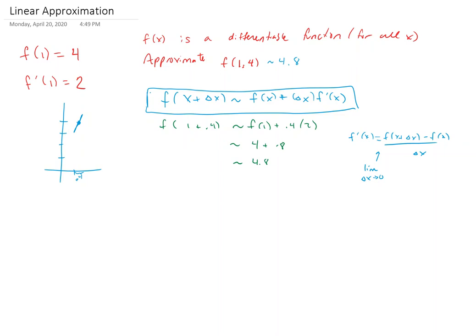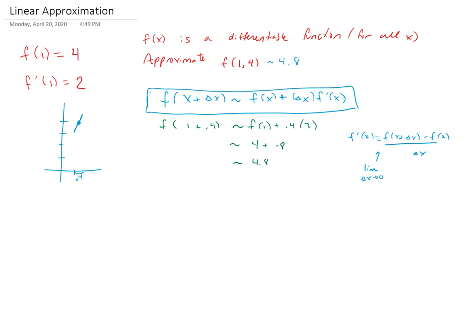If we knew the actual value of the function, we could know more, right? We could know whether we're high or we're low. If we knew the concavity, we could know if this 4.8 is too high or too low. Remember, if the function is concave up, we know the 4.8 is too low. If the function is concave down, we would know that the 4.8 is too high, right? But we don't know anything about the concavity, so that's all we can do with linear approximation.